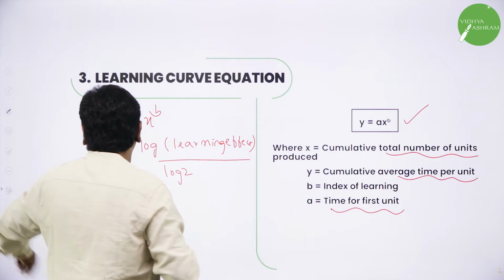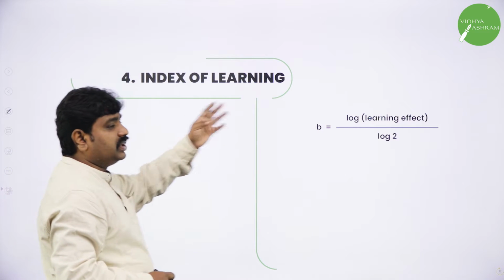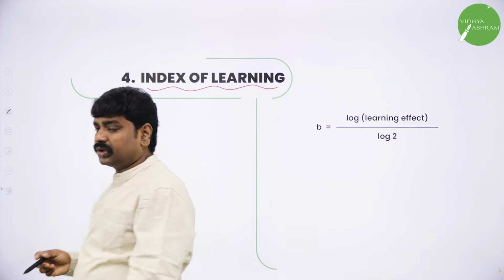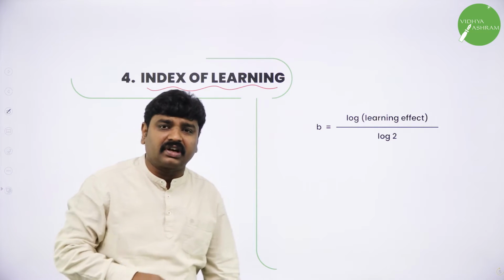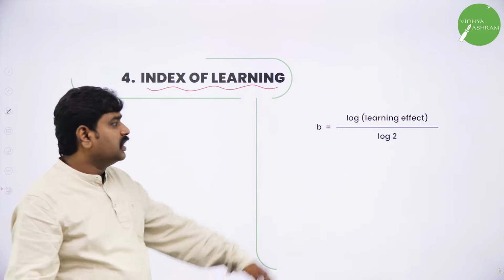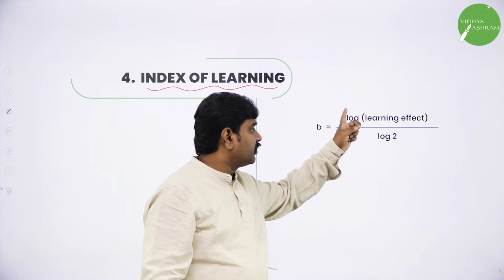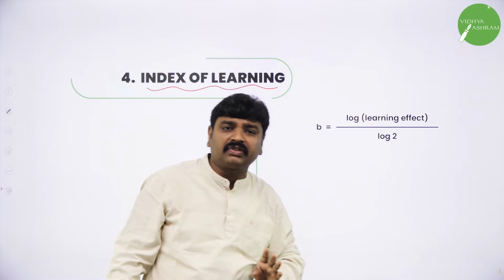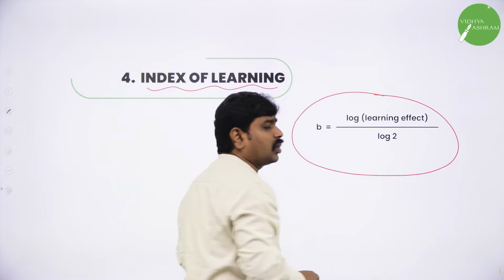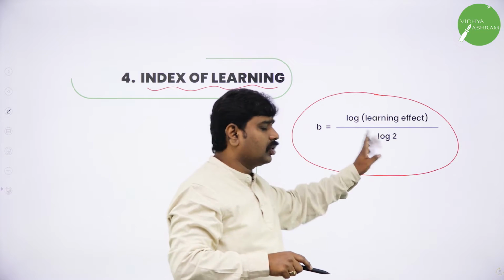And sometimes they will ask you to define index of learning. It is an important 1 mark question, and also we need to calculate index of learning. How to calculate index of learning, or what is the definition of index of learning? Index of learning is defined as log of learning effect to the log 2. It is the ratio of log of learning effect to the log 2.